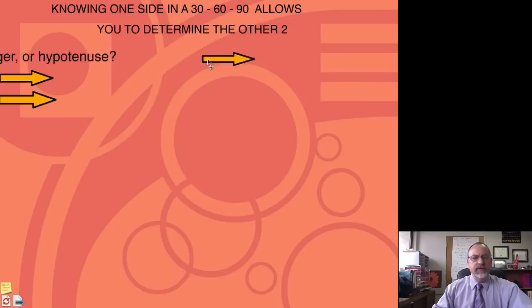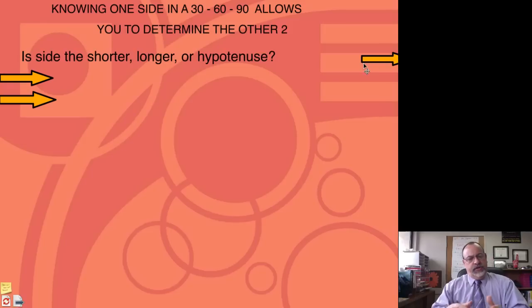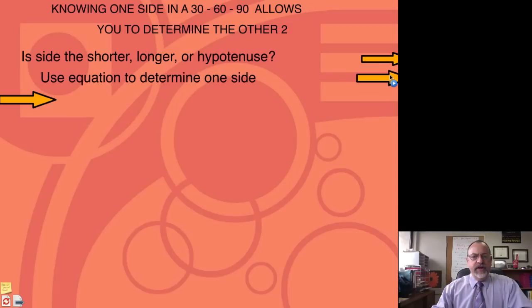So when you first come to a 30, 60, 90 triangle, the first thing you need to do is to determine which side is shorter, which side is longer, and which one is the hypotenuse. So you need to identify those so you know what you're working with and you know where to go. Once you've determined what information you've been given, then you decide which of the two equations can you solve.